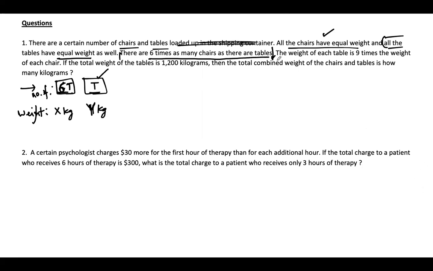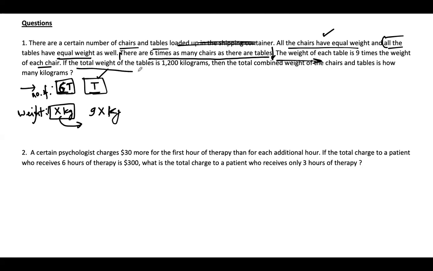Go on. So the weight of each table is 9 times the weight of each chair. So now with respect to the chair, this is the weight of each chair. Now it is saying the weight of each table. This value is 9 times this value. So I'm just replacing it and writing 9x. So how many variables am I left with? 2. 9x kg.